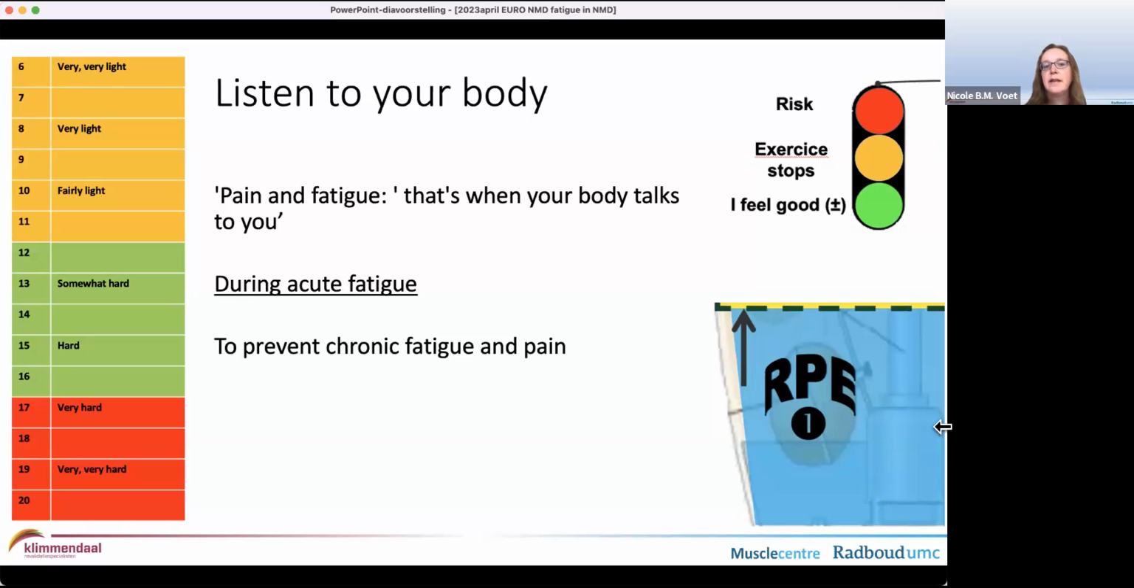But it's not the case in chronic fatigue and chronic pain, because, as I said before, there's no relation in chronic fatigue and chronic pain between what you feel and what you did. But in acute fatigue, listen to your body and prevent chronic fatigue and chronic pain. And you can use, for example, the Borg scale on the left-hand side.